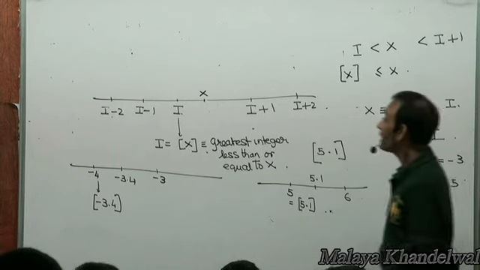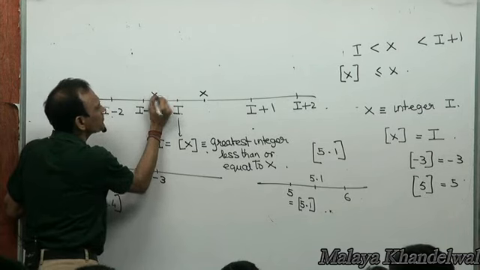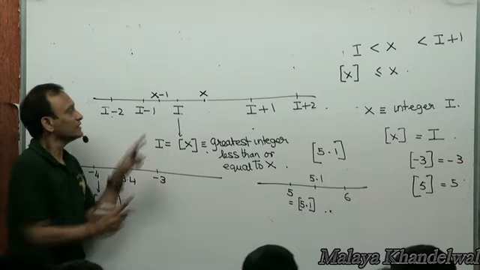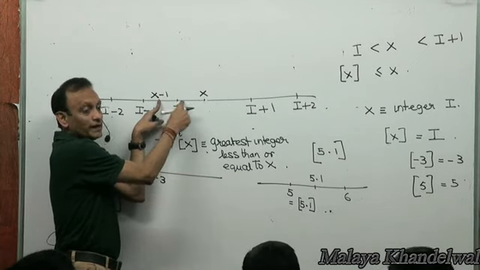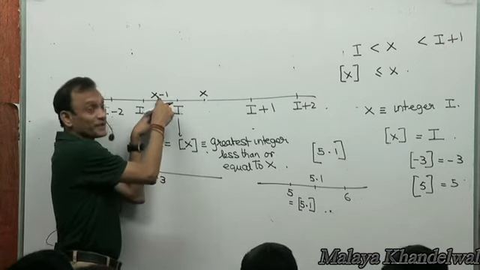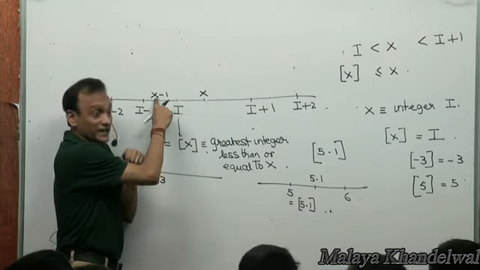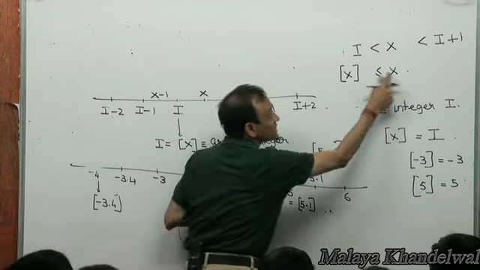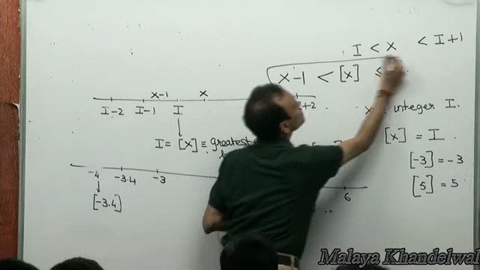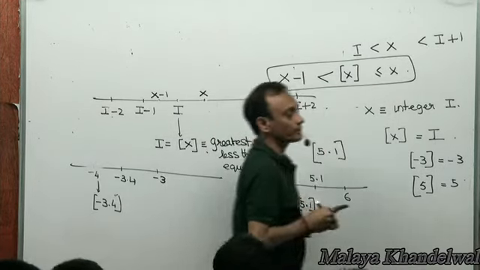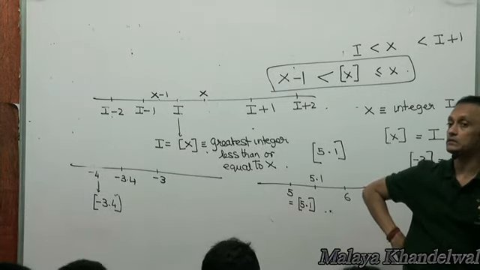Right? And if this is x, then do you realize x minus 1 will lie somewhere here? 1 unit to the left of x. It will then float between I minus 1 and I. So do you realize box x will always be greater than x minus 1? Isn't it? This is box x. It will be greater than x minus 1. So box x less than or equal to x but greater than x minus 1 is a useful inequality. Right?